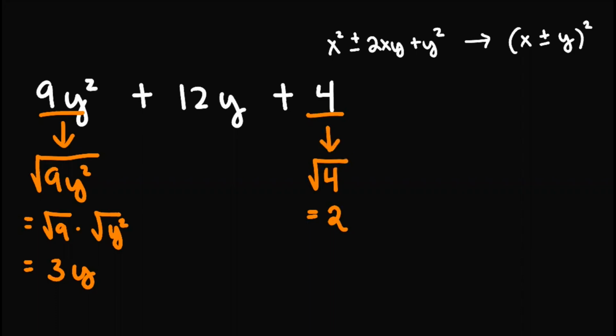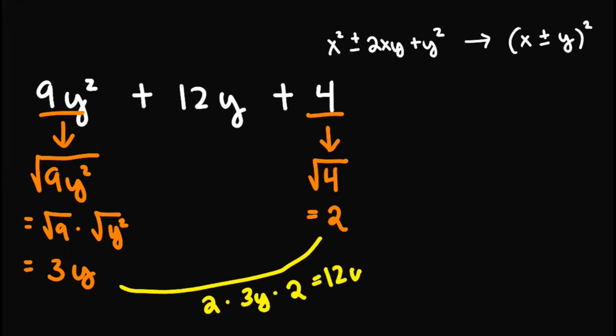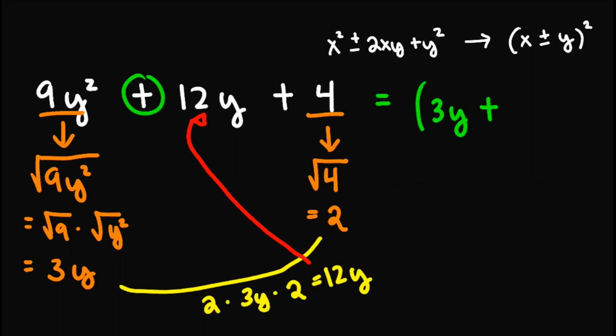We are left to check the middle term. Again, multiplying these two, we have 3y times 2 and times 2. So 2 times 3y times 2 will give us 12y, which is the same as the middle term. So we can conclude that 9y² + 12y + 4 is equal to the square root of the first term, 3y, plus symbol, since we have it out here, square root of the last term, 2, and squared. And so that is the factored form of this trinomial.